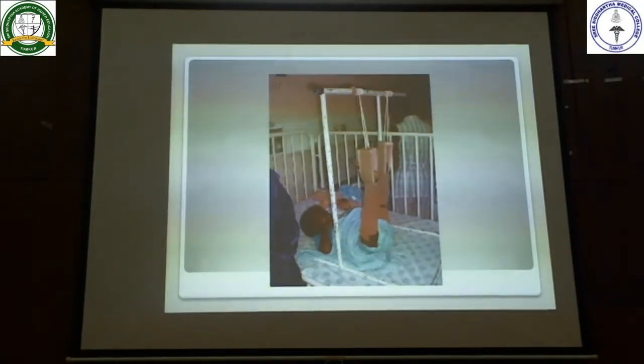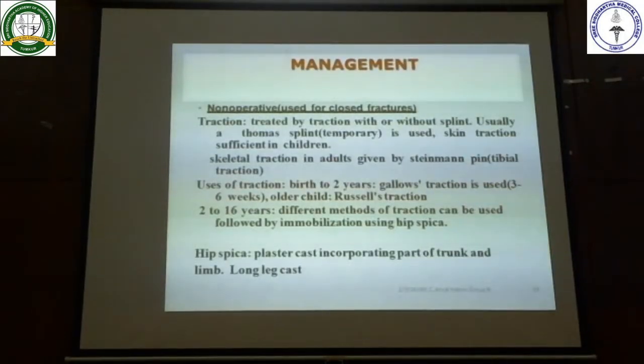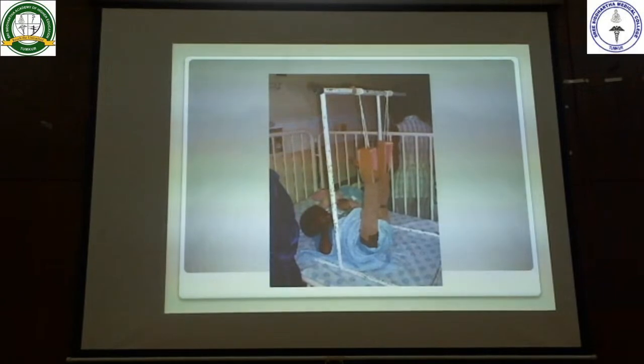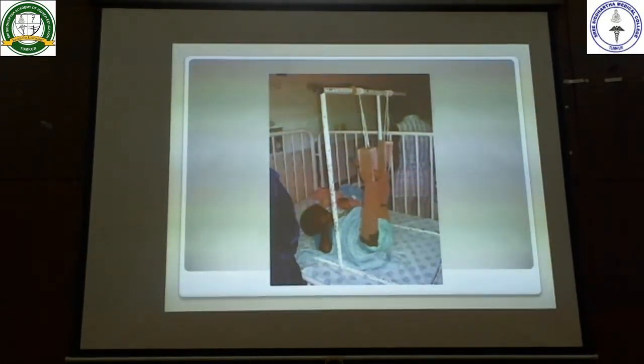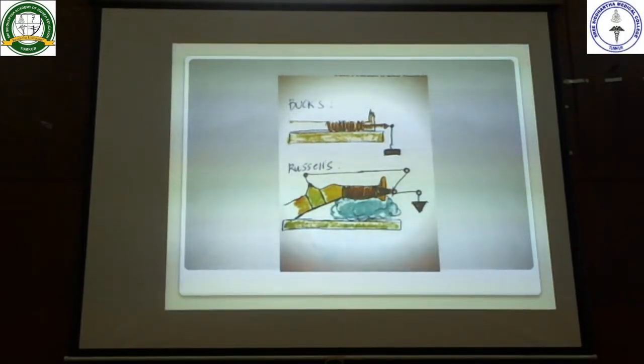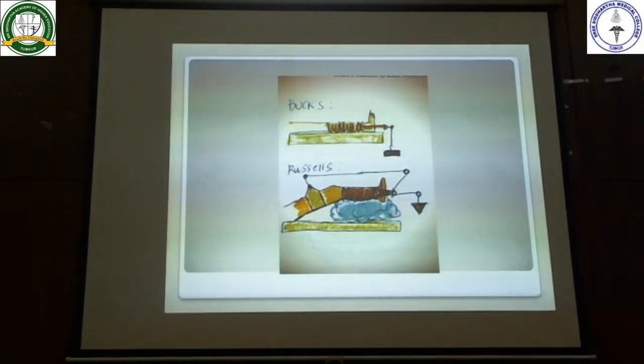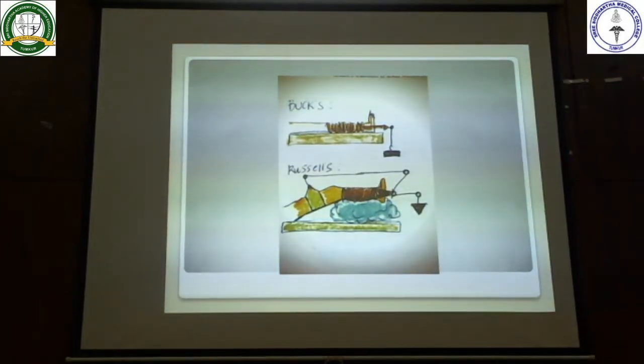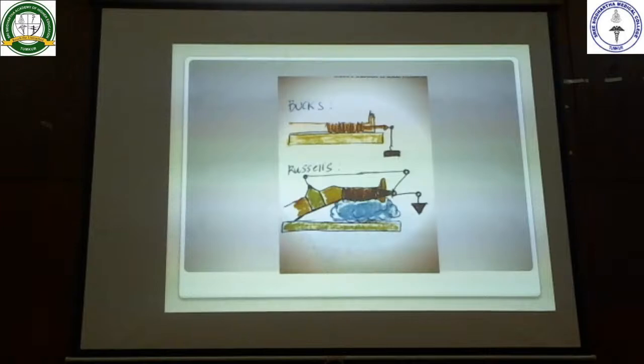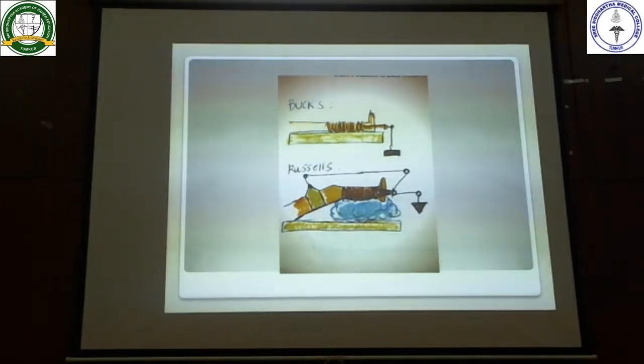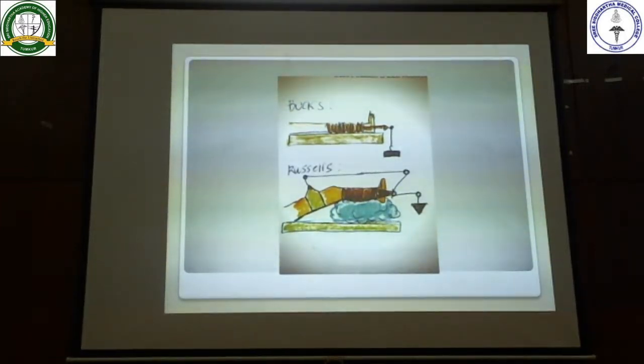This is an example of a gallows traction. So you can see how the small child is treated using a gallows traction. Whereas the lower diagram is known as a Russell's traction. That is an older child. As you can see there, the thigh and the knee joint are elevated. That's the difference there. That first picture is nothing but a Buck's traction.